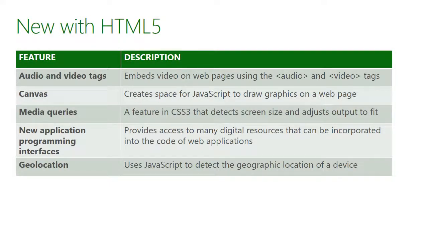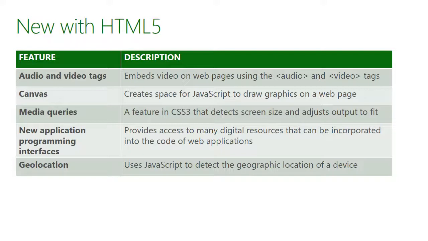So what are some of the new features that came in with HTML5? The features we're going to be looking at in more detail over this course are audio and video tags, which allow for video and audio to be embedded directly within the web pages. Canvas, which basically creates a space for JavaScript to draw graphics on the page. We create the canvas element, which is basically a window using HTML5 tags, but then the actual graphics inside it are drawn with JavaScript.